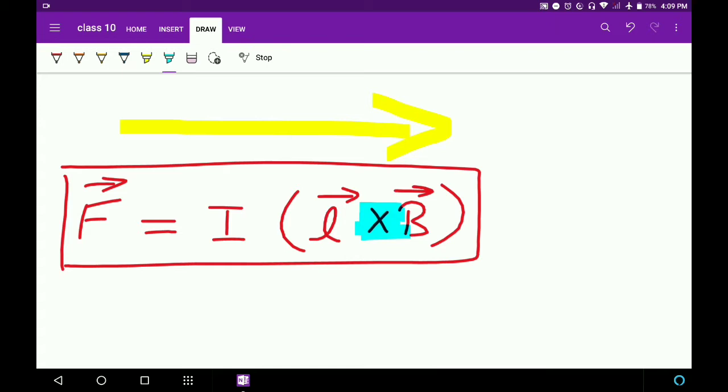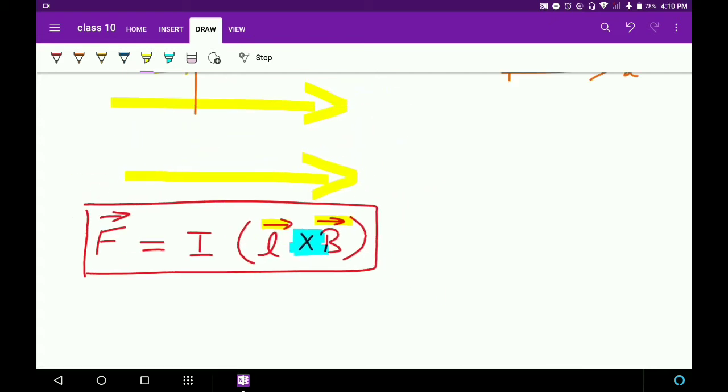It is a type of multiplication which is done for vector quantities. If you see carefully, I have put arrows over here. What is the meaning of this? That this L as well as this B are vector quantities. To use this formula, we need to understand how this cross product works. So let us first hold on this part and come to the cross product discussion, then we will again continue this part.